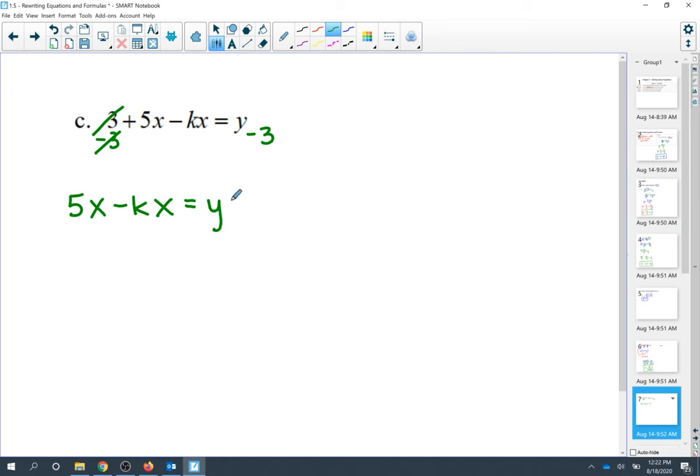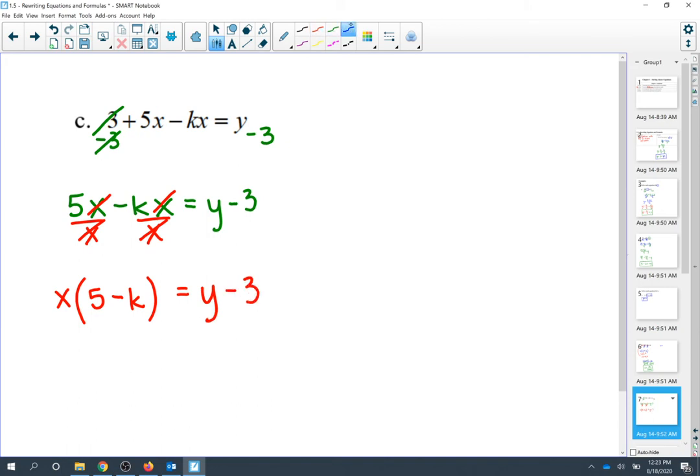Now again, I'm trying to get this thing to say x equals, but there's an x here and an x here. So we're going to factor it out. I'm going to factor out an x. I'm going to put my x, set up my parenthesis. If I take an x out of 5x, I'm left with 5. If I take an x out of kx, I'm left with negative k equals, and then just leave the y minus 3.